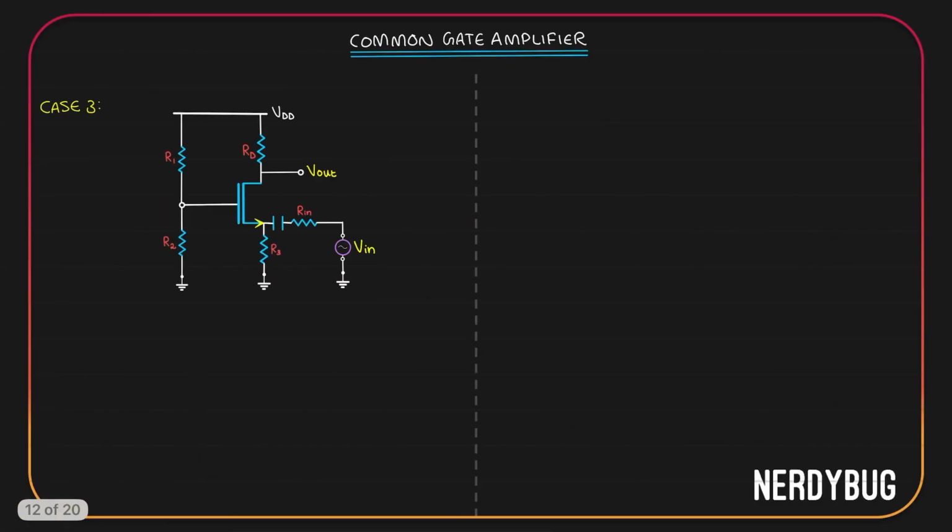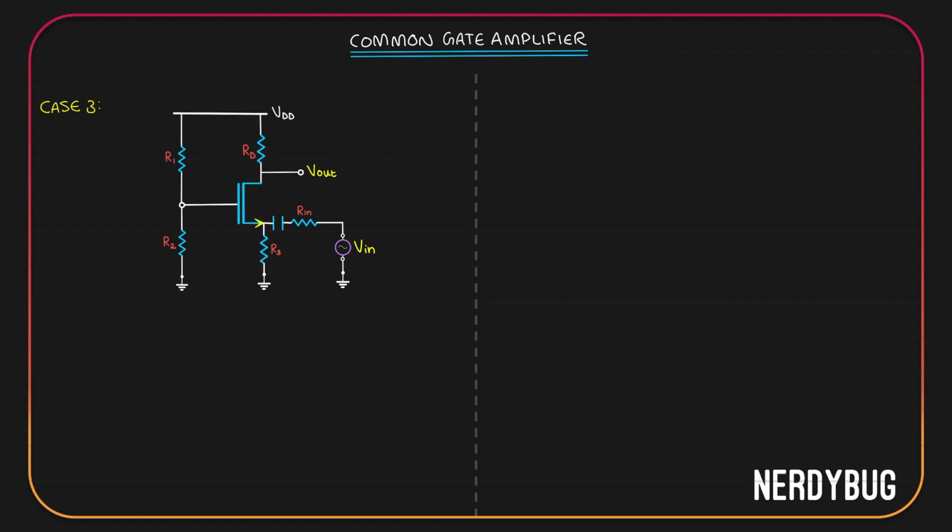Let us take the third case. Here for biasing, I have used a voltage divider, R1 and R2. Resistance of the input is included. I also included a coupling capacitor over here. Now, we know the drain current flows like this. For it to have a path to go to the ground, I have added R3 at the source.